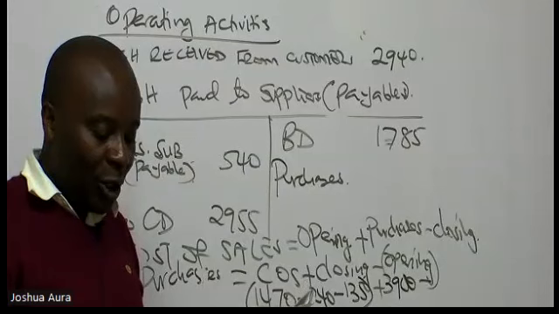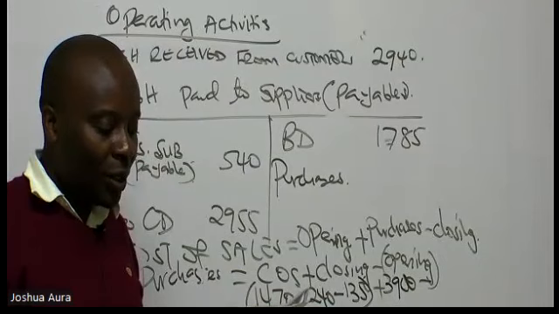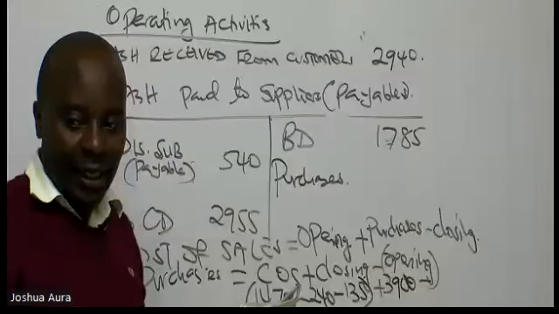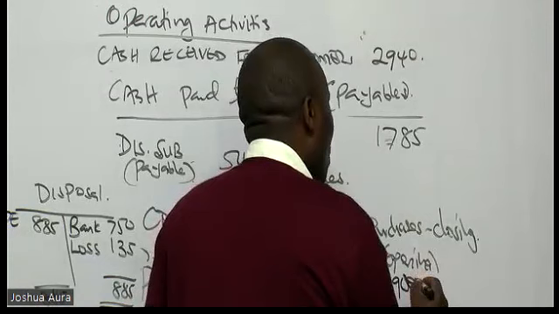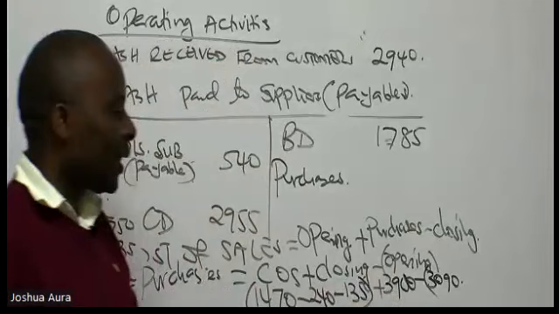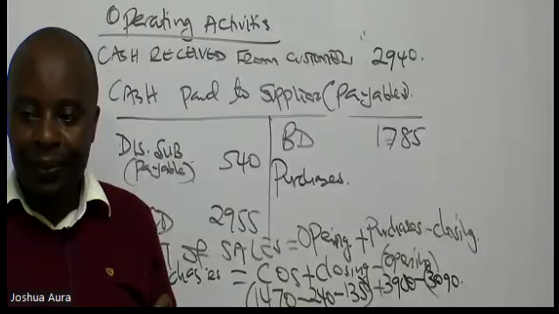Opening inventory, are you able to see the opening inventory under current assets? 3,090, isn't it? Remember, or rather even before I continue, why am I putting opening inventory in brackets? There is something very important with this opening inventory.